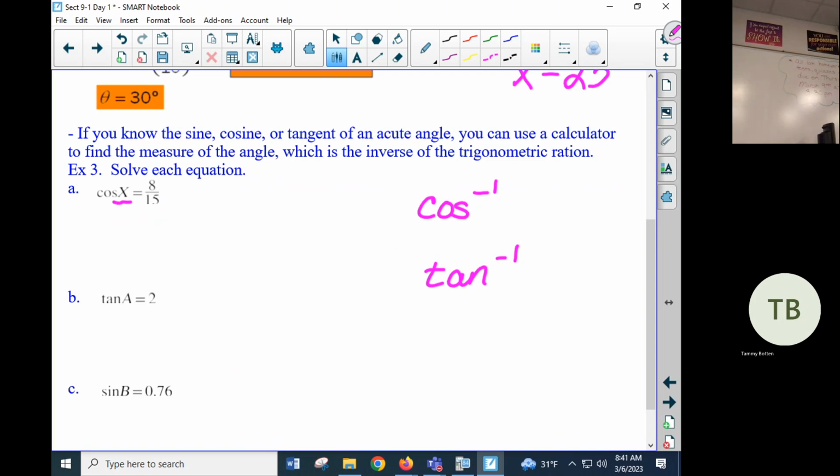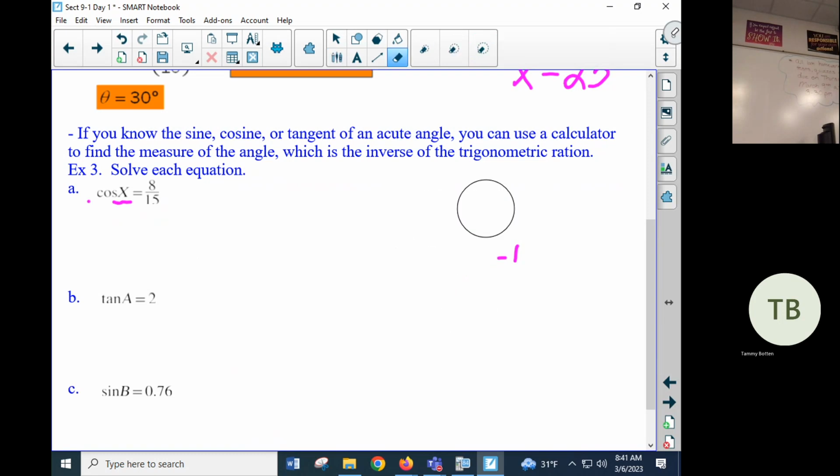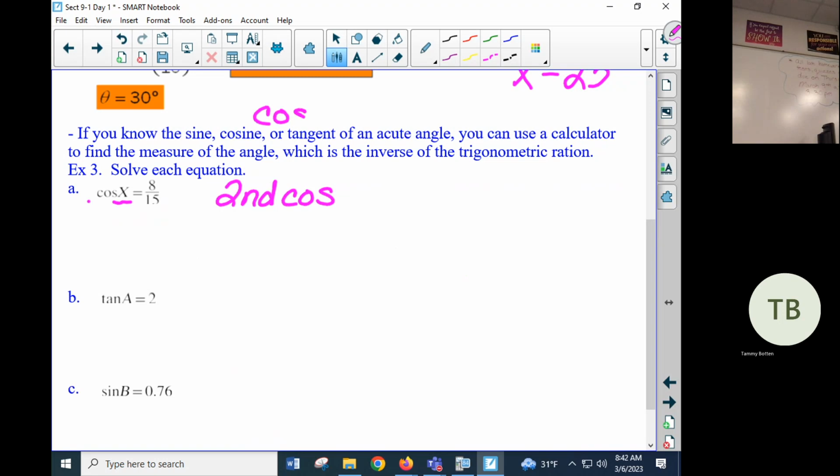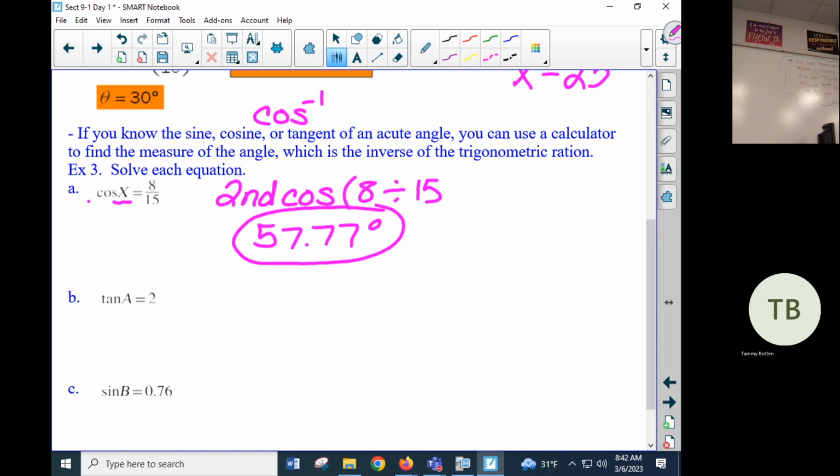So if you look here, what I don't know is the angle. It's saying cosine of what angle would be 8/15. What you would have to do there is this. When you're looking for the angle, you are going to type in second cosine, which is going to look like this. Okay, and then a parenthesis is going to come up, and you just type in 8 divided by 15. Okay, so you're going to go second cosine 8 divided by 15, and that is 57.77 degrees.